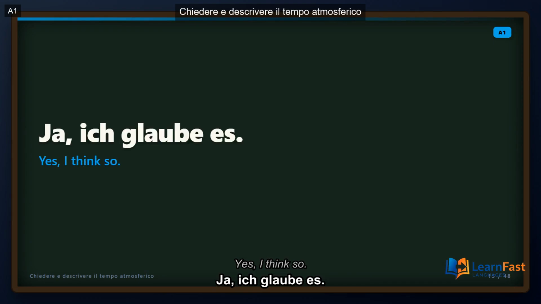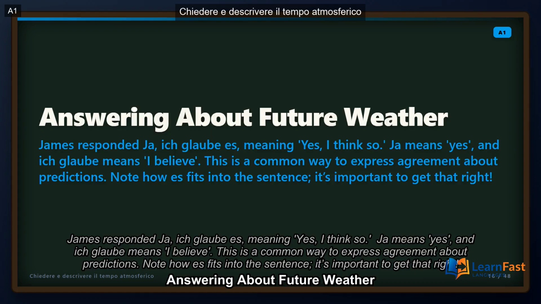James responded, "Ja, ich glaube es," meaning yes, I think so. Ja means yes and ich glaube means I believe. This is a common way to express agreement about predictions. Note how es fits into the sentence. It's important to get that right.